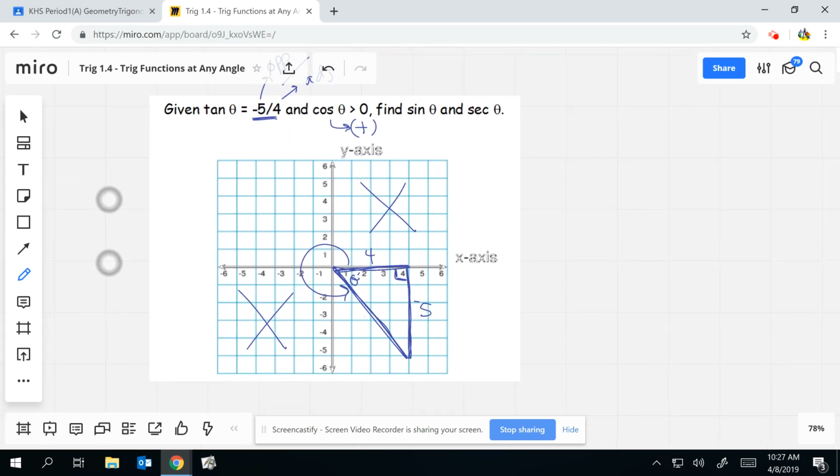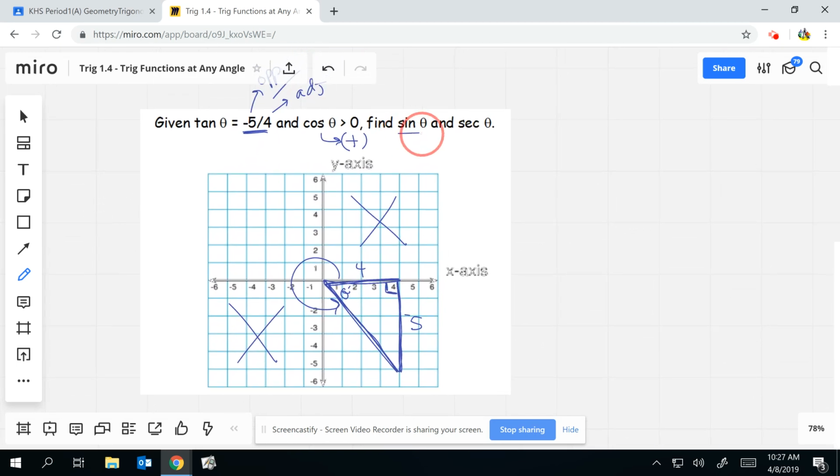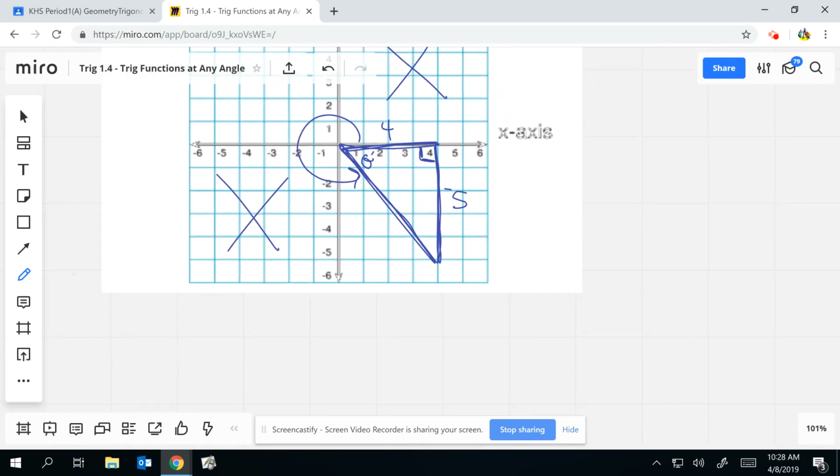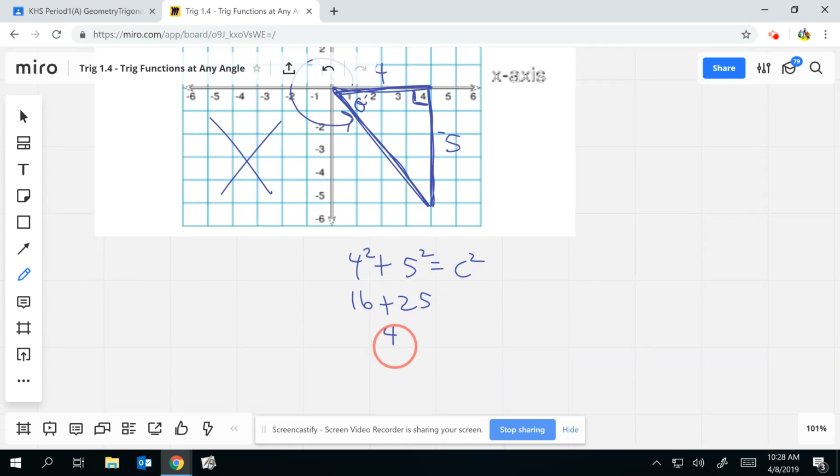Now to solve for sine and secant. Sine and secant is what we want. So to do that, we need the hypotenuse. So let's solve for hypotenuse. 4 squared plus 5 squared equals c squared. I can do -5 squared, but either way I'm going to get positive 25 when I square it. So I'm just going to do 16 plus 25. That's going to give me 41. And when I square root both sides, radical 41 is your hypotenuse.